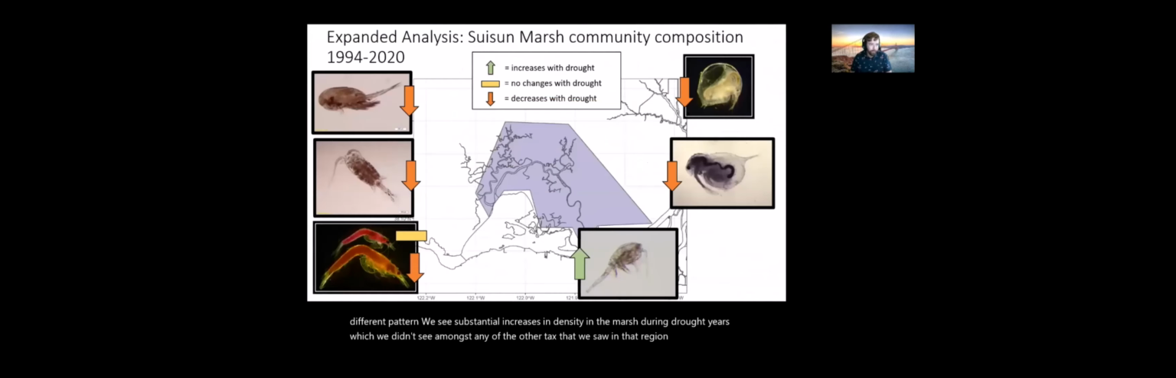But we can look at the invasive, and again, very small, Limnoithona tetraspina, and we actually saw a different pattern. We see substantial increases in density in the marsh during drought years, which we didn't see amongst any of the other taxa we saw in that region during drought years. So looking at the Suisun Marsh region, we see several important species, again, decreasing, but we also see an increase in the tiny and invasive L. tetraspina.